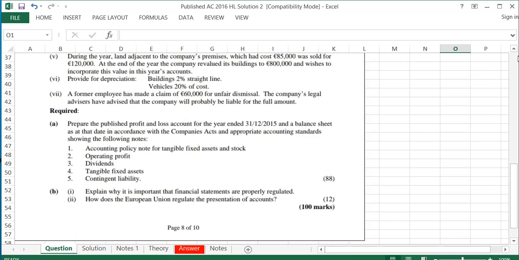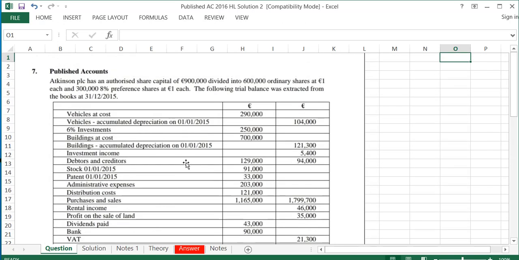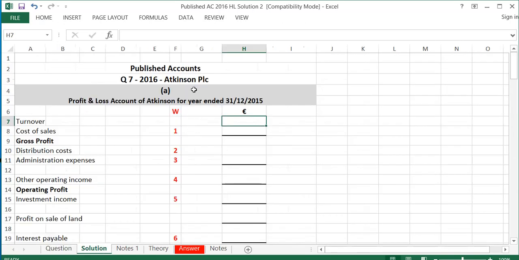So the first thing we're going to do is have a look at the trading profit and loss account. So the published account, the format is slightly different. It has to look like this. It's not the same as question 1, so the format needs to be learned off. The first thing we have in the profit and loss account is turnover, which is just another name for sales.